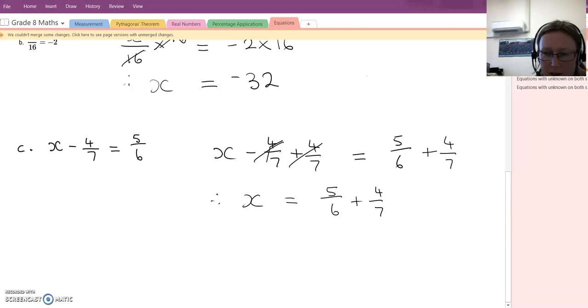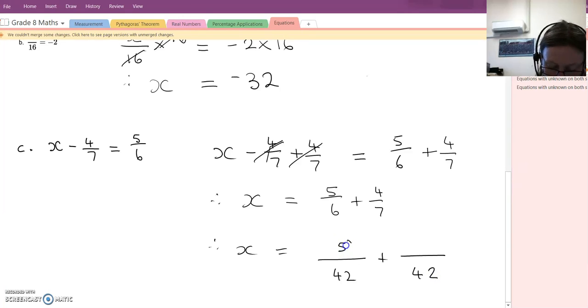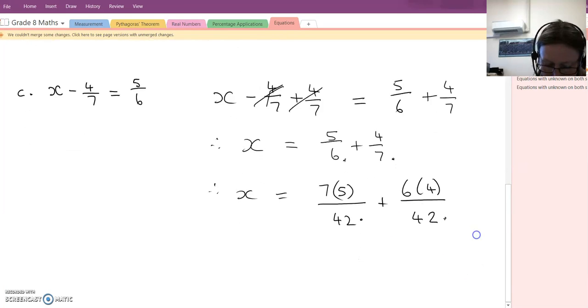So now we're revisiting something we did earlier. We can add these together, but what do we have to do first? When we're adding fractions, we have to get a common denominator. My common denominator would be 42. Remember, I put on the top what I started with, I put that in brackets. How did you get from 6 to 42? You times it by 7, so you must times the top by 7 as well. How did you get from 7 to 42? You times by 6, so you must times the top by 6 as well.